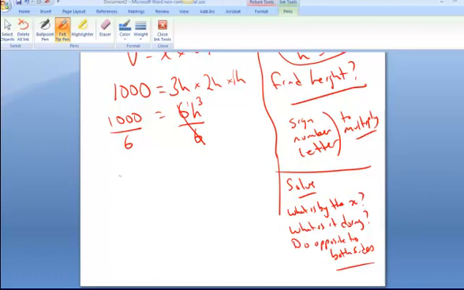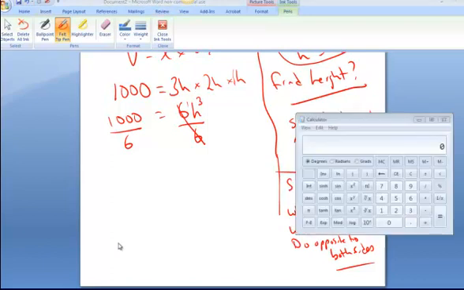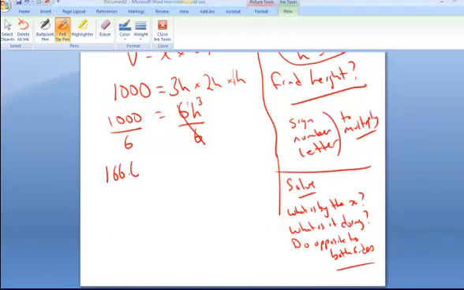If I pull up a calculator, I got 1,000 divided by 6, and it's an ugly number, 166.666666667. It goes on forever, really, and we're going to have to round at some point. That equals h cubed.